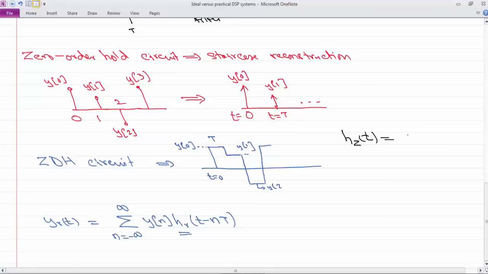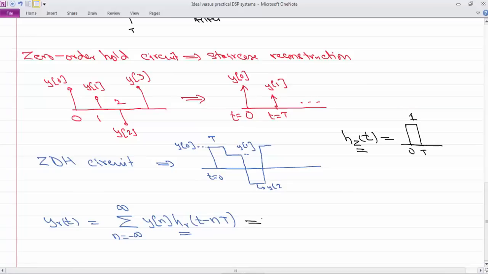given by this constant value, which is, from 0 to T, it takes the value 1. So this is the reconstruction filter for the zero order hold circuit. I'm writing hz instead of hr to say that this is for the zero order hold circuit.